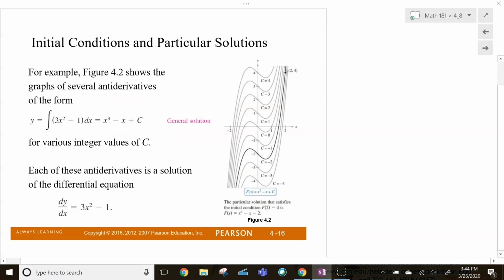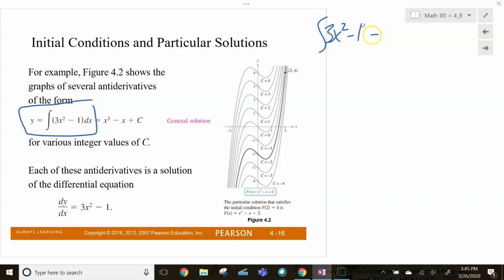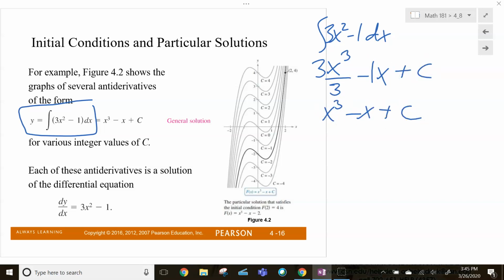So what if they give you an initial condition? So for example, let's do this right here. We have the integral of 3x squared minus 1 dx. 3 stays alone, x goes up a power, it's over that same number, minus 1, I tack on an x, and then plus a constant. So I got x cubed minus x plus a constant. So it could be any of these graphs that's shown right here, just depending on what the constant is.